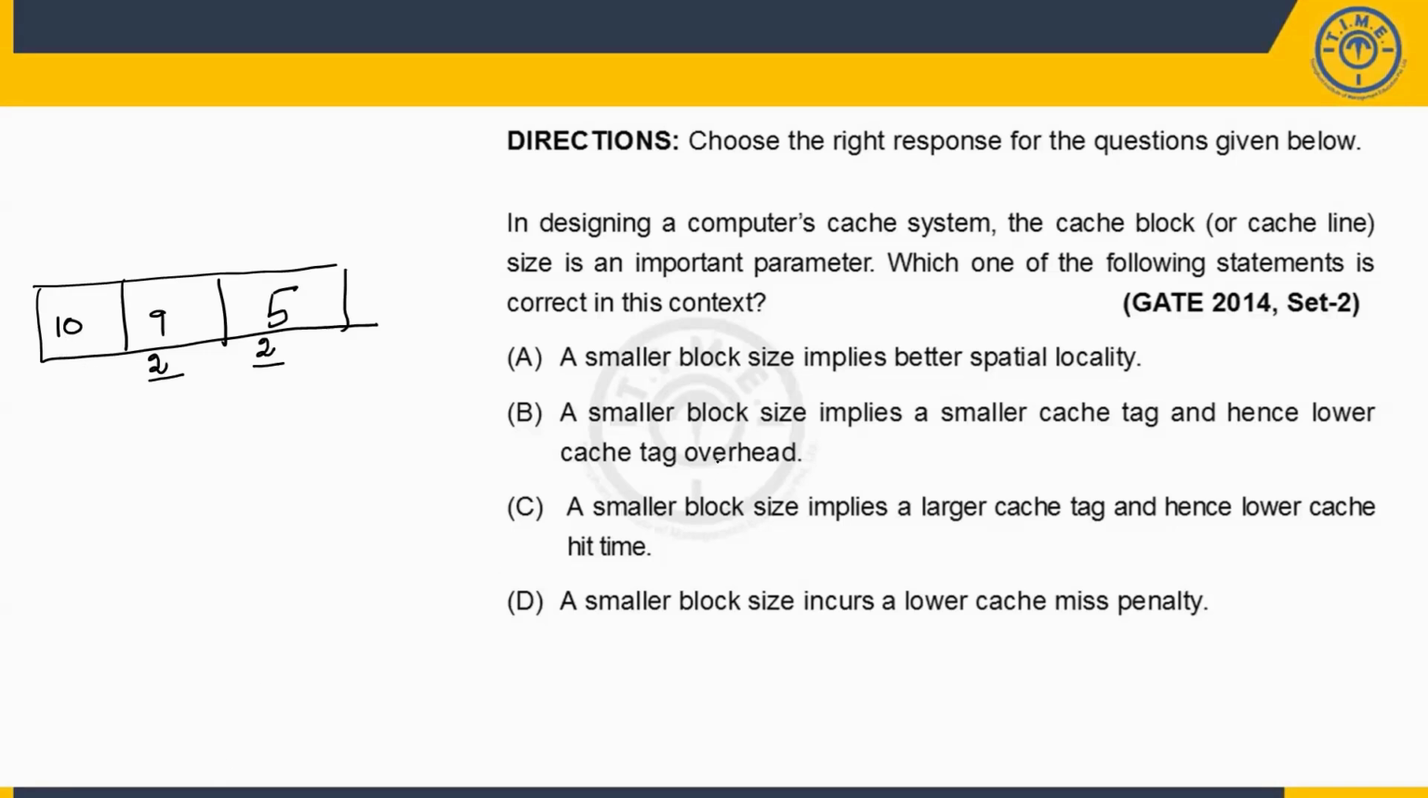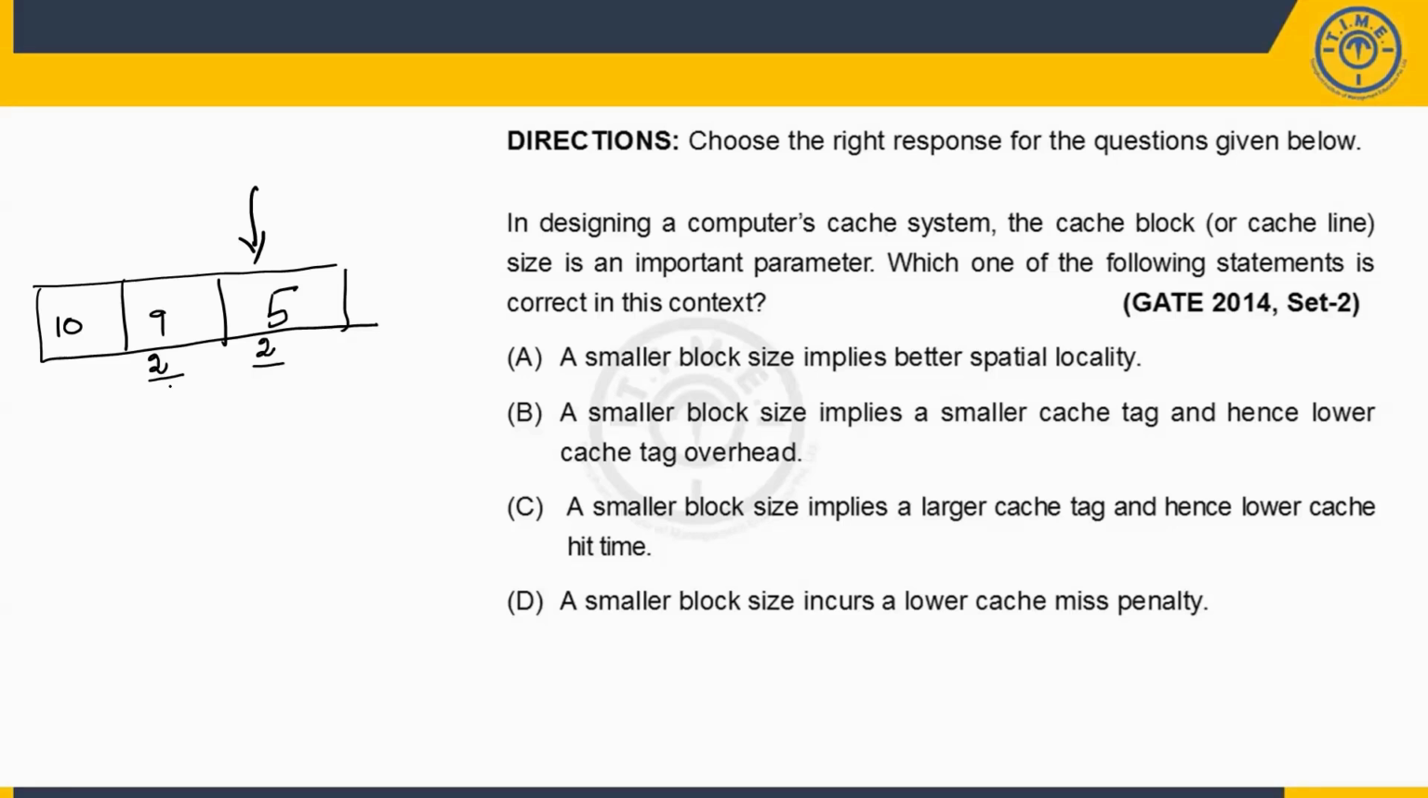Now, the statement is that a smaller block size implies a smaller cache tag and hence lower cache tag overhead. Understand this. Once again, this is my total cache memory size, in which the middle field will give you the total number of blocks. If the middle field is 9 bits, the total number of blocks will be equal to 2 power 9. And the least significant field is going to signify the size of the block. Since the least significant bits is equal to 5, the block size is equal to 2 power 5.